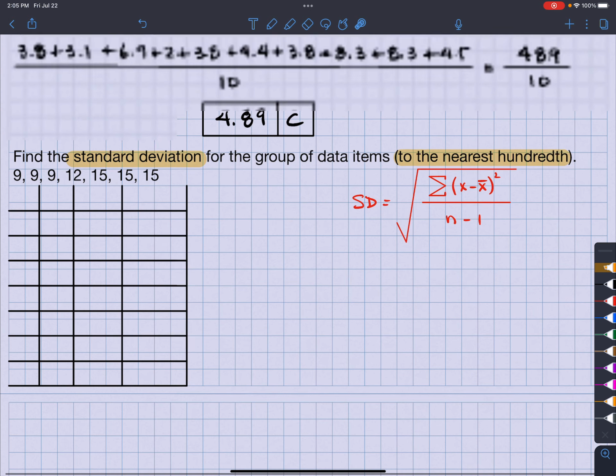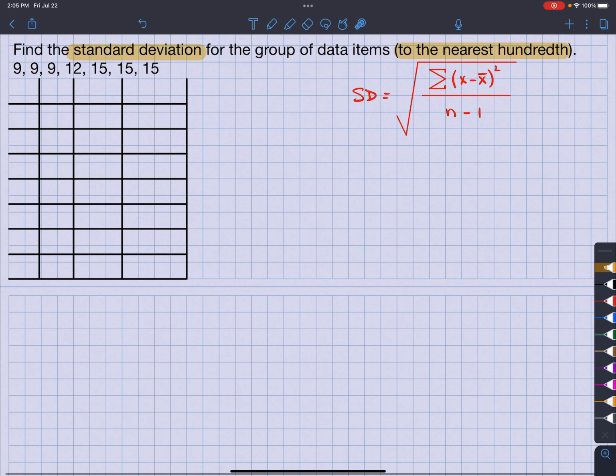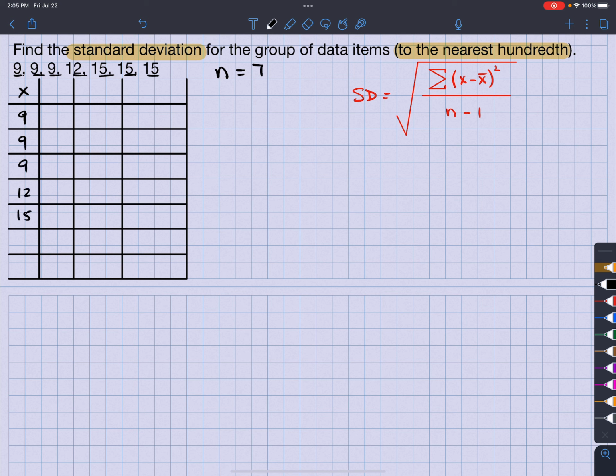So let's do this, and the nice part about tables is that you can kind of do it step by step, okay? So first, let's look at n. What's n equal to? Well, I have 1, 2, 3, 4, 5, 6, 7 pieces of data here. So n is equal to 7. So the first column is gonna be x. So we have 9, 9, 9, 12, 15, 15, 15.